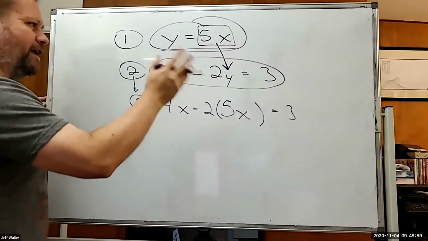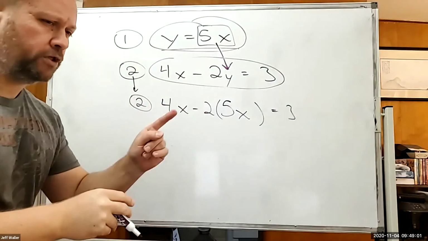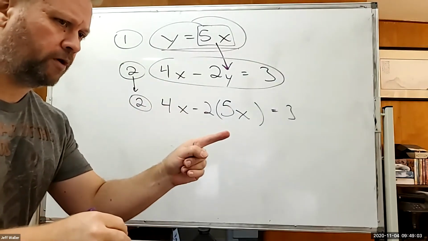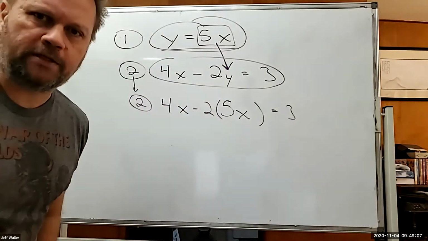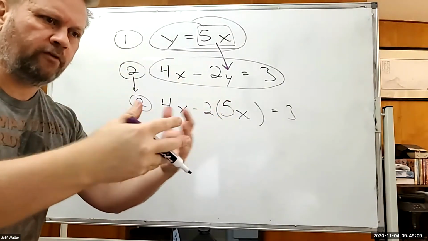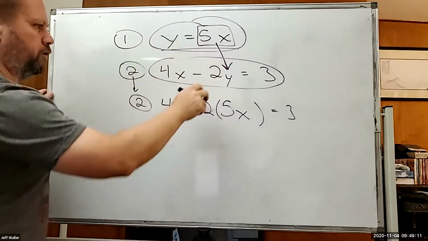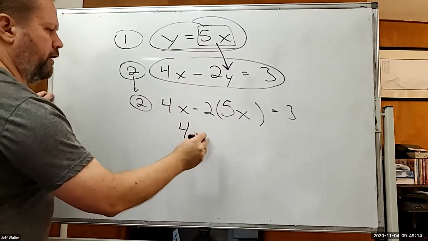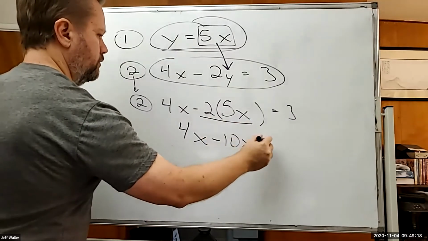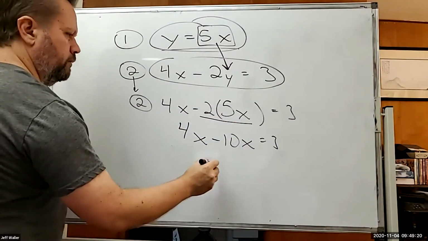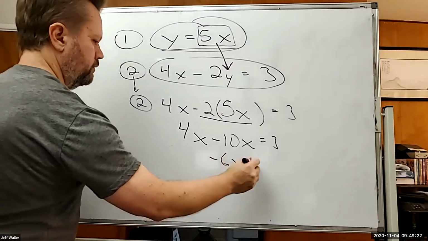So it's a lot like a murder case. I love it. So you're telling me that you were at the grocery store and you saw him at the grocery store. Okay, I can put together two separate pieces of information. That's exactly what we're doing here. So then I get 4x minus 10x, negative 6x.